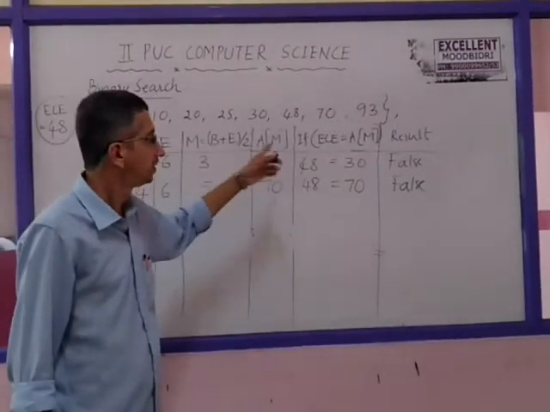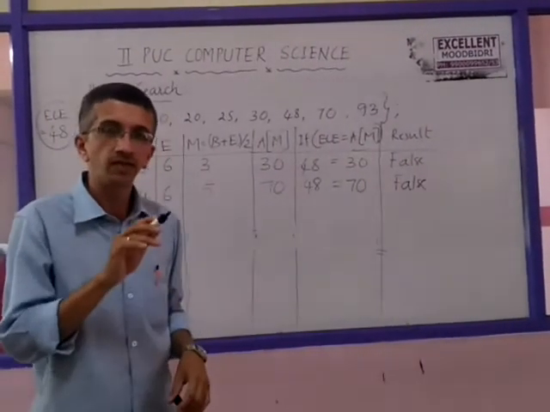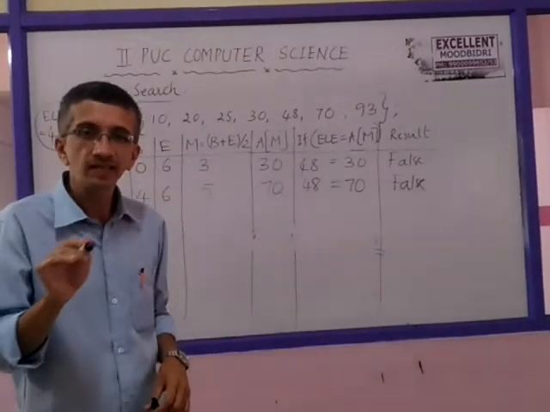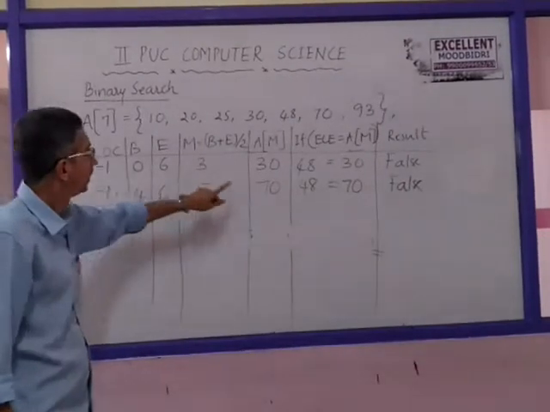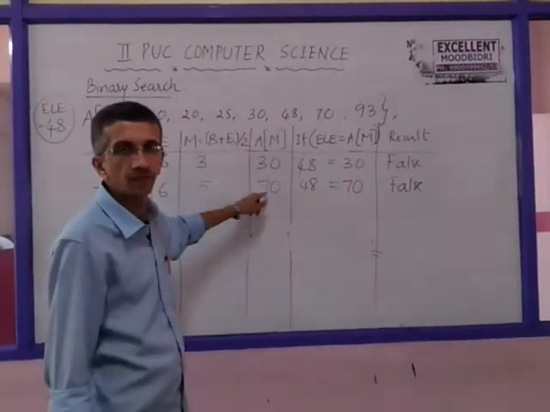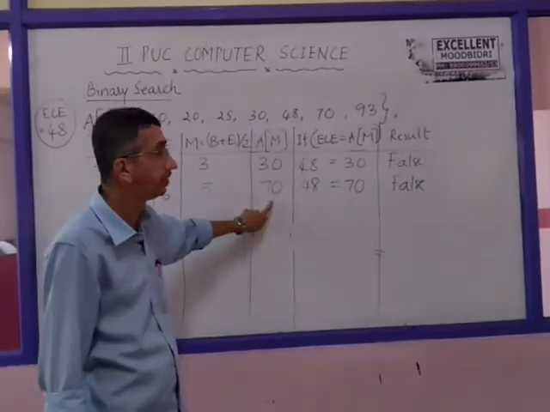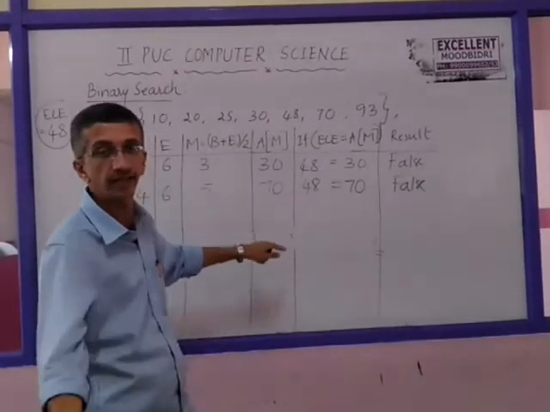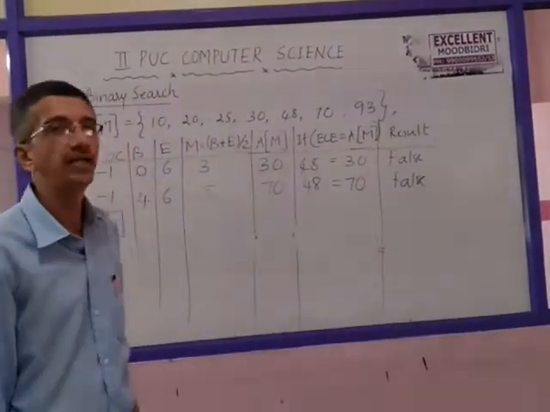No, false. Then again, if false, check whether the element is less than A of mid. Element is 48. A of mid is 70 now. 48 is less than 70? Yes, true. 48 is less than the middle item. True. So there, end is equal to mid minus 1.